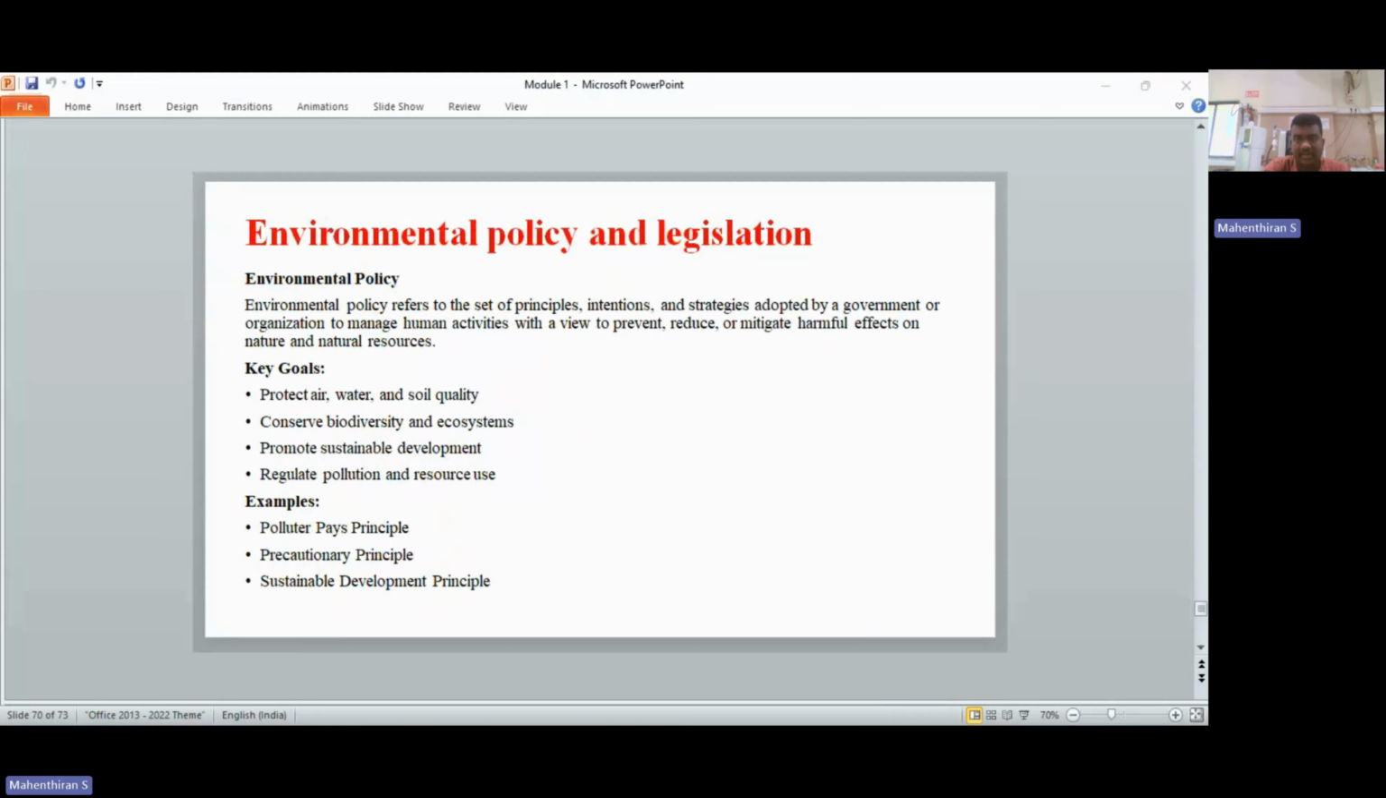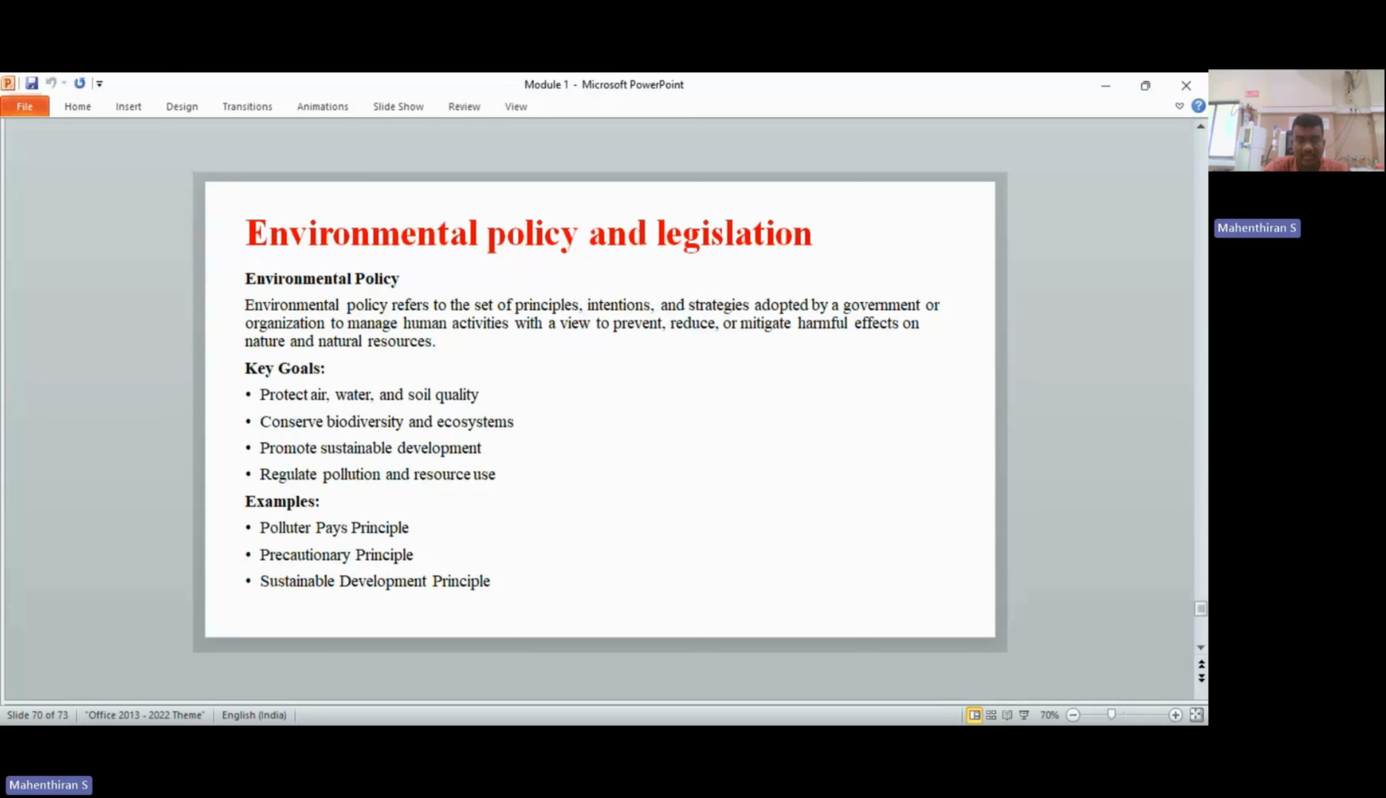The key goals of the environmental policy: the first is to protect the air, water, as well as the soil quality. This is the most direct goal. That means how much sulfur dioxide can be released from a power plant, how much biochemical oxygen demand or BOD present in freshwater can be discharged into a river, and how much heavy metal can be present in the soil. These standards are based on scientific research about what levels are safe for human health and the environment.